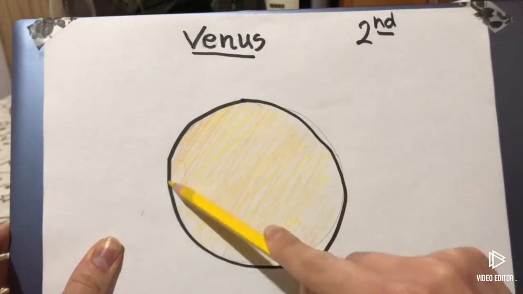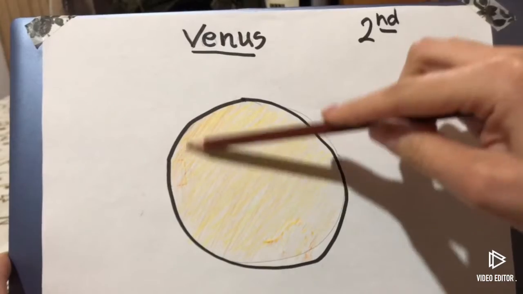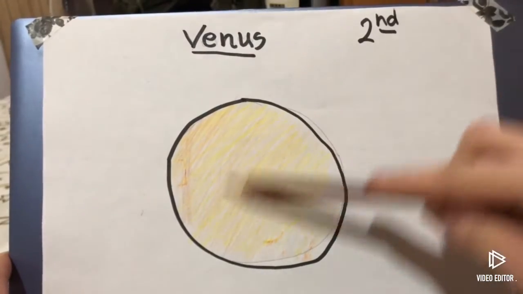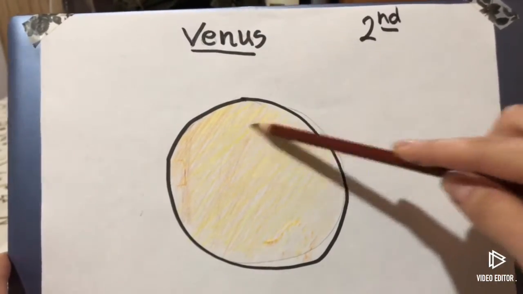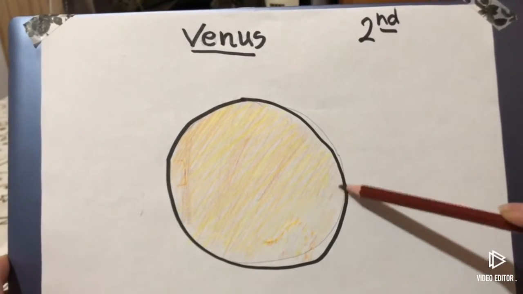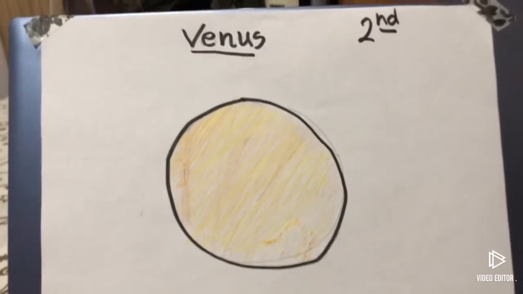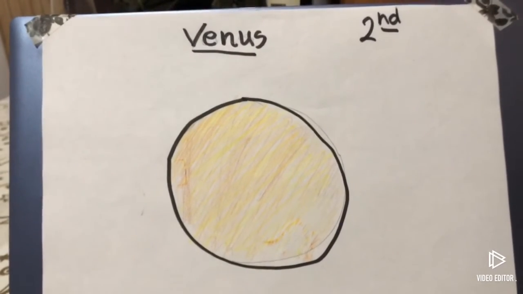Add all the yellow you want. And a little bit of brown, so a little bit of streaks of brown here and there to represent some forms of her thick clouds. There we go. So that's how Venus would look if you were looking at Venus from space.